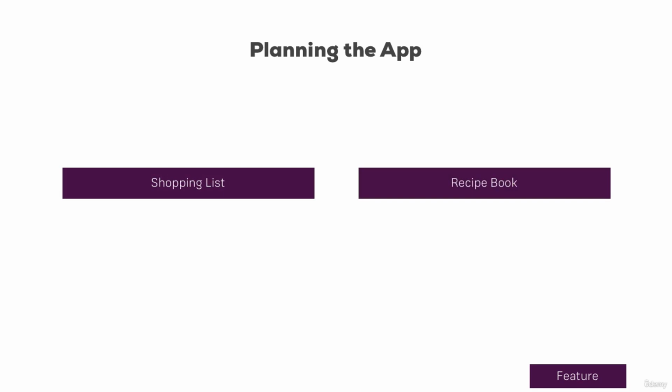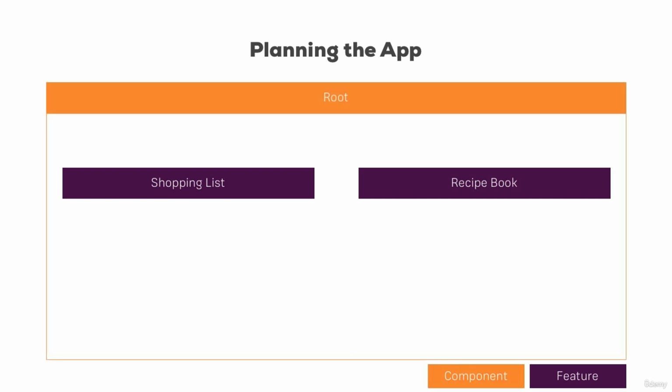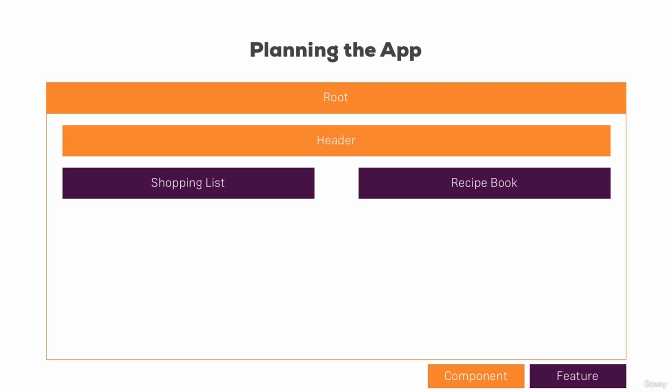Well, we're going to have a shopping list and a recipe book section, as I said, managing either our single ingredients we need to buy or in the recipe book our whole recipes. Which components will we need for this? Obviously, a root component holding our overall application, the app component. Every Angular app has this. Then, since we have two sections, it probably makes sense to have some kind of header component where we can navigate between these two sections.